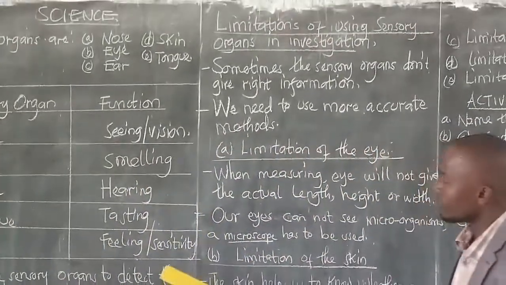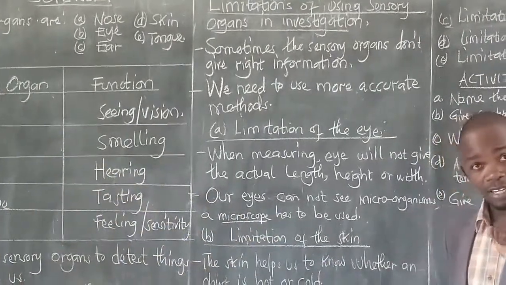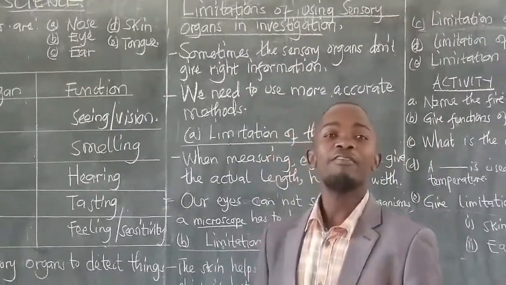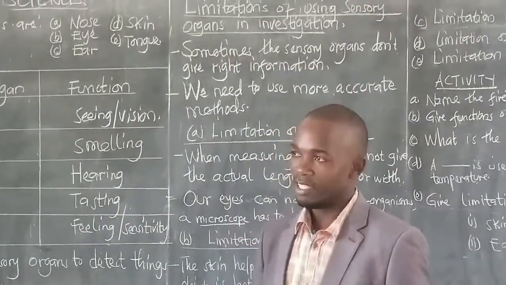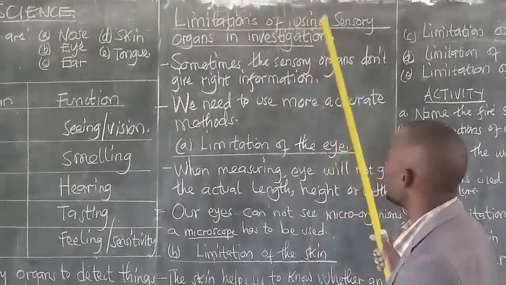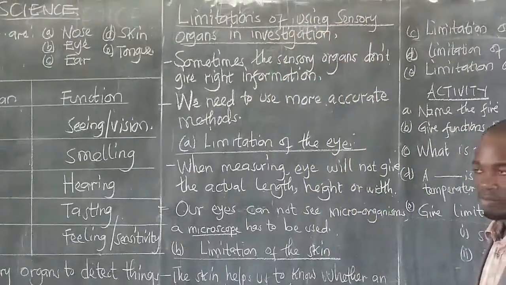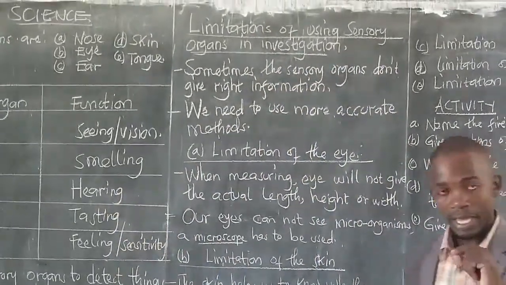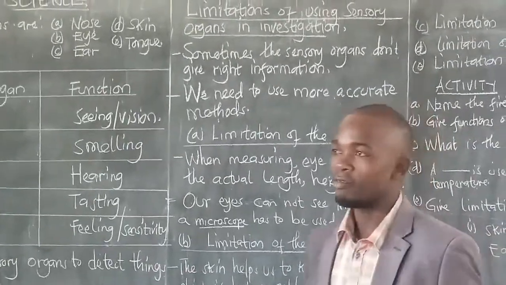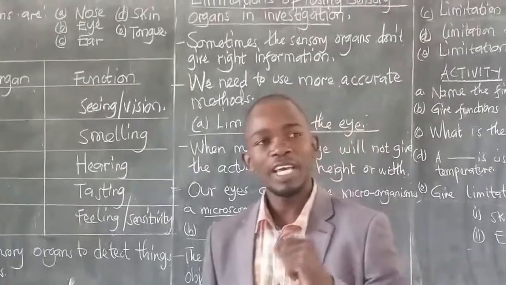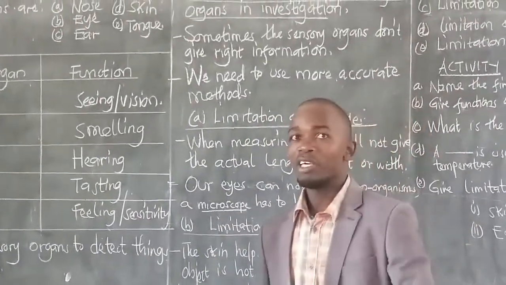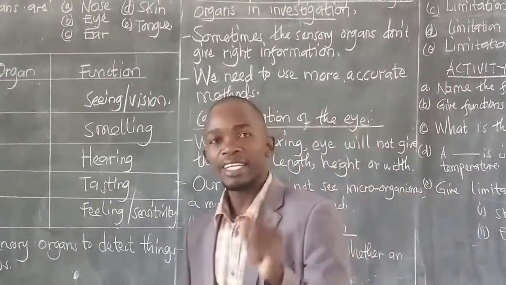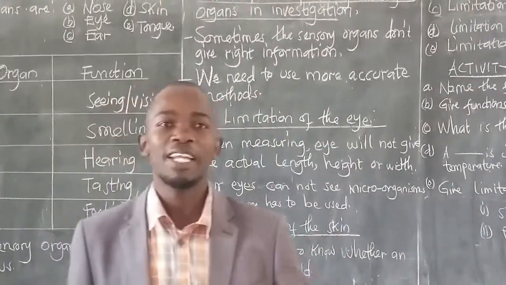However much these 5 sensory organs are very important during experiment or scientific investigation, they have limitations. They have disadvantages. For example, limitations of using sensory organs in investigation. Sometimes the sensory organs don't give the right information, and your main objective during scientific investigation is to get the right information. So, whenever you fail to get the right information, that is a limitation. That is a weakness. That is a disadvantage.